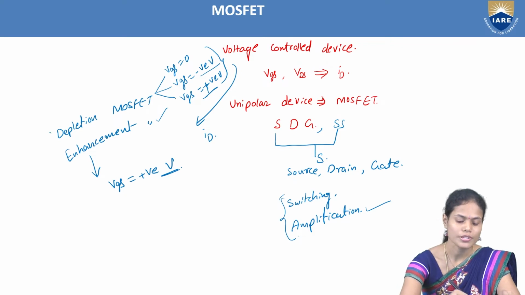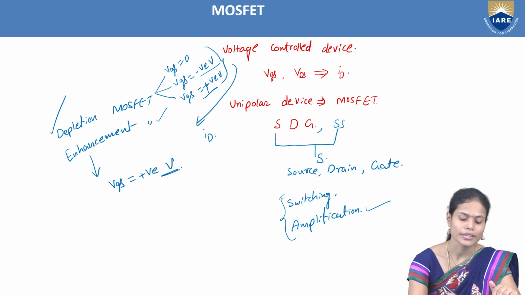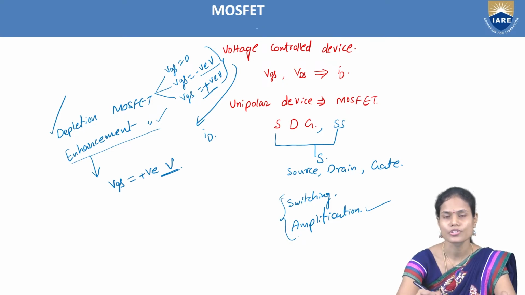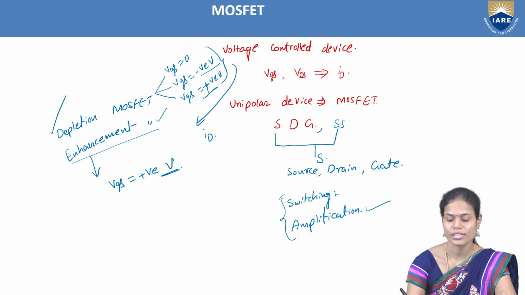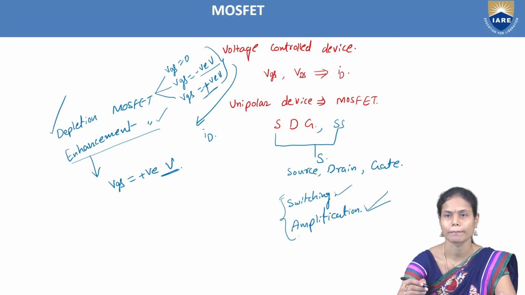So depletion type MOSFETs will operate in all the regions: the depletion region, the constant region, as well as the enhancement region. But the enhancement MOSFET will operate only in the enhancement mode. So that is the basic difference between these two types of MOSFETs. But from the application point of view, both types of MOSFETs we can utilize for switching as well as amplification purposes.